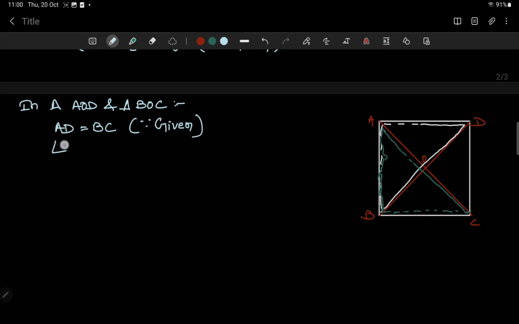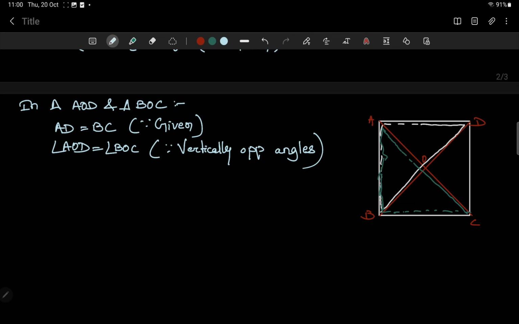Okay, angle AOD equals angle BOC. Why? Here you won't write 90 degrees, because that is what you have to prove. Here they are equal because vertically opposite angles are the same.